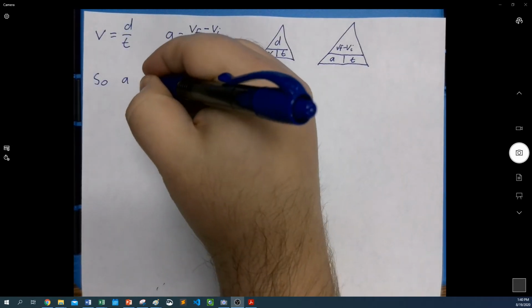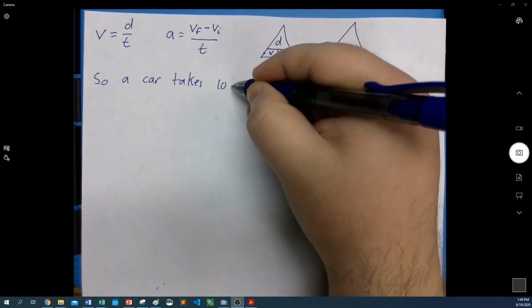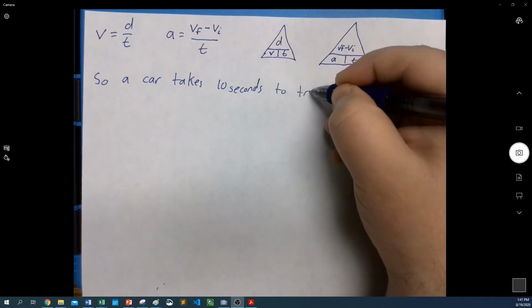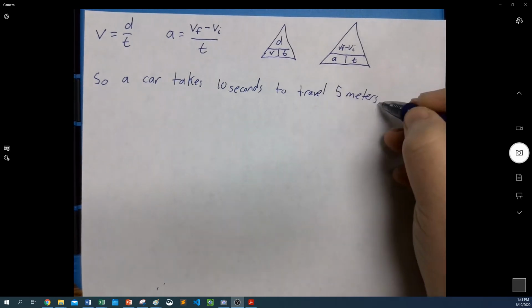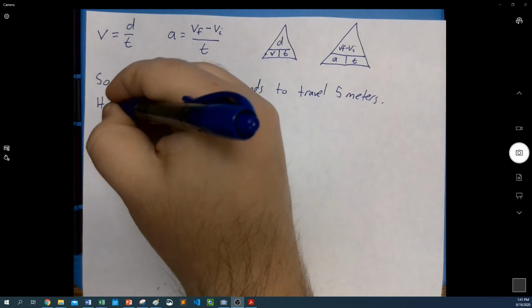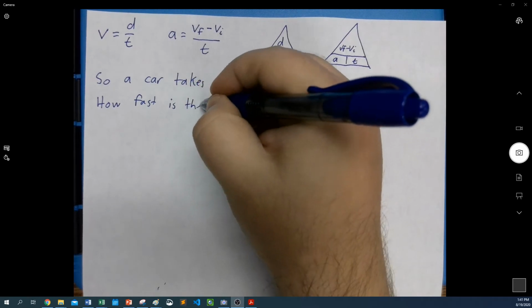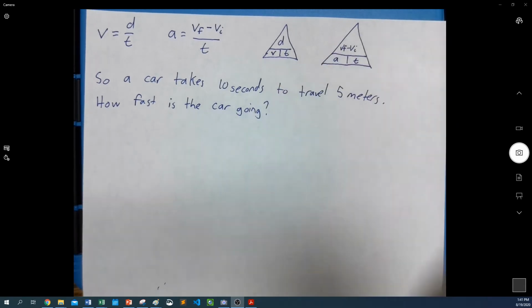So a car takes 10 seconds to travel 5 meters. How fast is the car going? So a car takes 10 seconds to travel 5 meters. How fast is the car going?